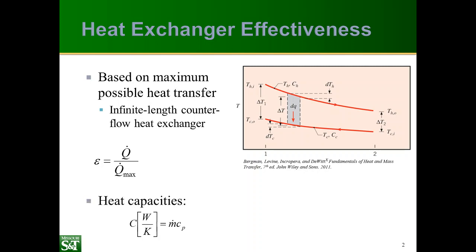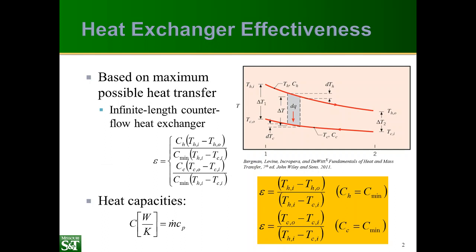Then we need to define the heat capacity of the fluid. So we use capital C, or watts per Kelvin, to describe the heat capacity of the fluid. And that's just mass flow times specific heat. So that represents the amount of energy the fluid can absorb for every degree of temperature change from the inlet to the outlet. Then what we can do is compare the energy storage capacity of both the hot and the cold fluids. And then from the first law of thermodynamics, we can look at the maximum possible heat transfer.